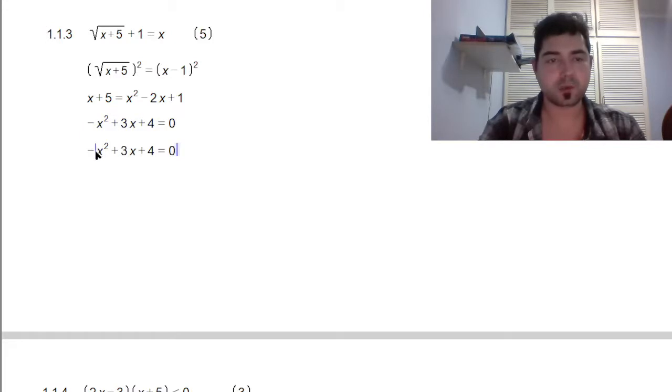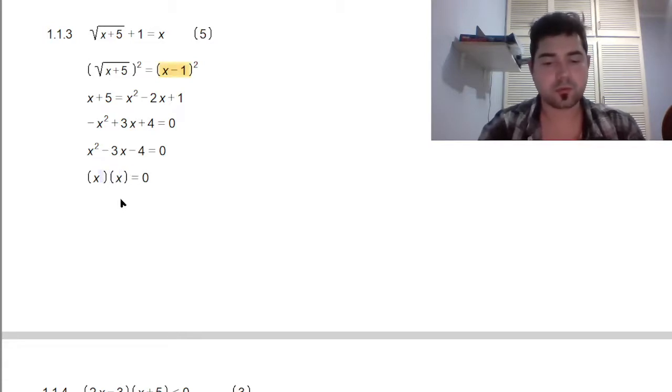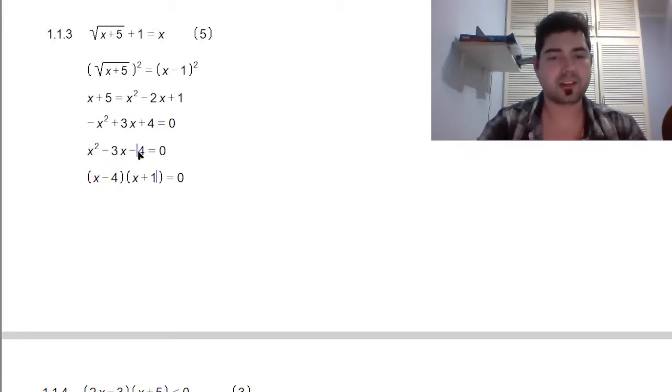Okay, so when we divide throughout by the negative, everything changes sign. x squared minus 3x minus 4 is equal to 0, and then we can factorize. We're going to get 2 brackets. We put an x in both brackets, and we are going to have (x minus 4)(x plus 1). So remember, the rule here is that they must be factors of the negative 4, and they must add up to the middle term, which is negative 3.